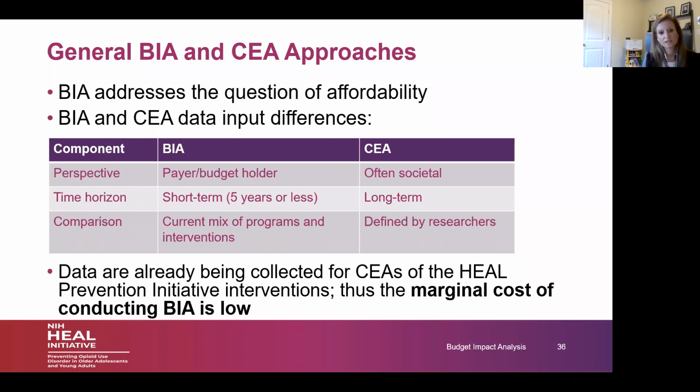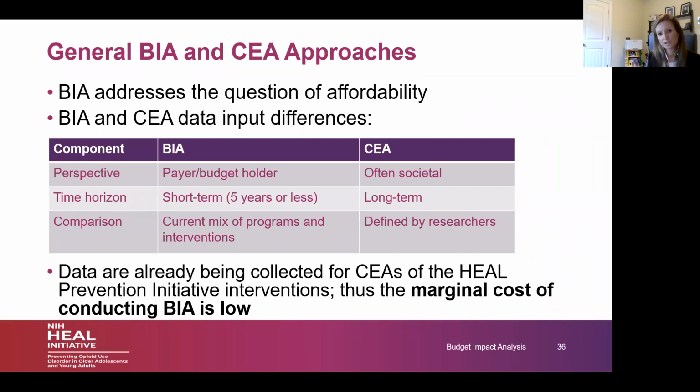Whereas in cost effectiveness analysis, the recommended perspective is often the societal one, which is a combination of all of the perspectives. Time horizon is another difference between these two types of analyses. In budget impact analyses, we usually use a shorter term horizon, 5 years or less, whereas in CEA, the time horizon for the analysis is usually much longer term.